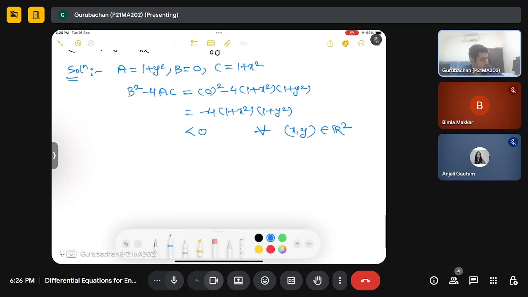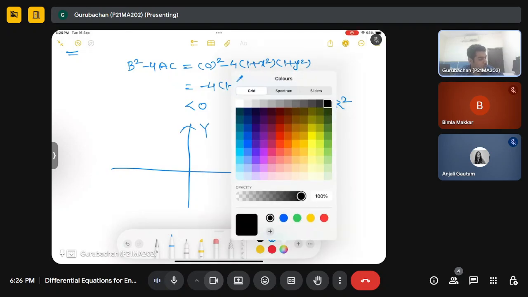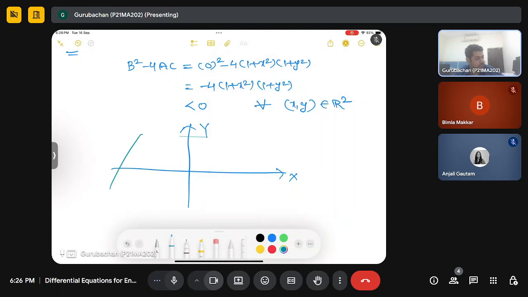So we draw it. This is your x, this is your y. Since it is elliptic on the whole R square, we will shade it like this.